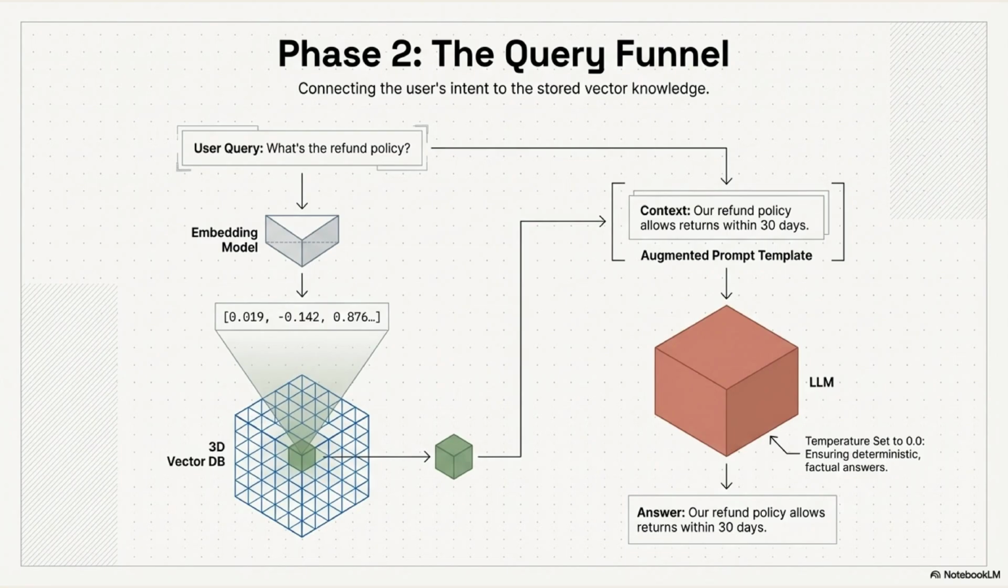That augmented prompt goes to the LLM, shown here with a key detail: temperature set to 0.0. This is important. In a production RAG system, you set the model temperature to 0 to ensure deterministic, factual answers. You don't want the model to be creative. You want it to be precise. The output? "Our refund policy allows returns within 30 days." Correct. Grounded. Citable. This entire operation, from user query to final answer, happens in under 2 seconds in a well-tuned system.